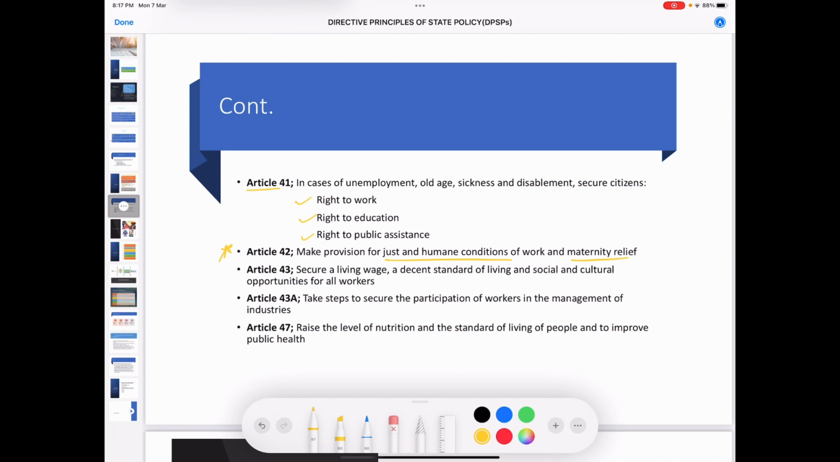Article 43, secure a living wage, a decent standard of living, and social cultural opportunities for all workers. Article 43A takes steps to secure the participation of workers in the management of industries. And Article 47, raise the level of nutrition and standard of living of people and to improve public health. Again, this is a very important point. राइट तो इन दो आर्टिकल्स पे ज़्यादा फोकस करें. I feel ये आपको पूछा जा सकता है इस साल.